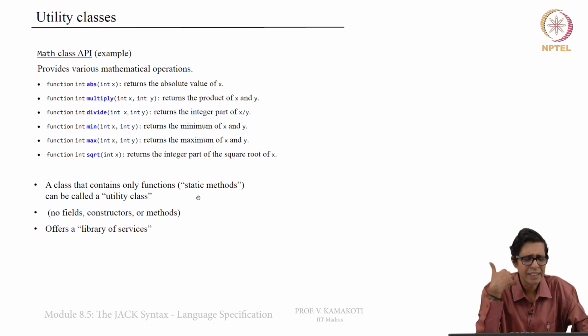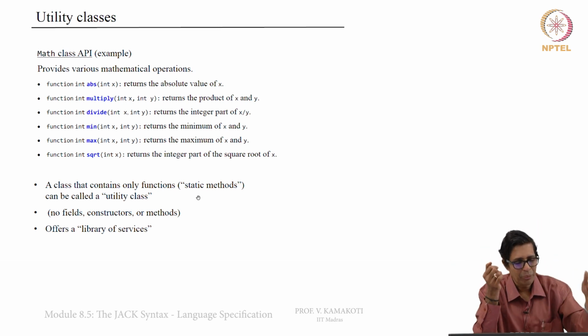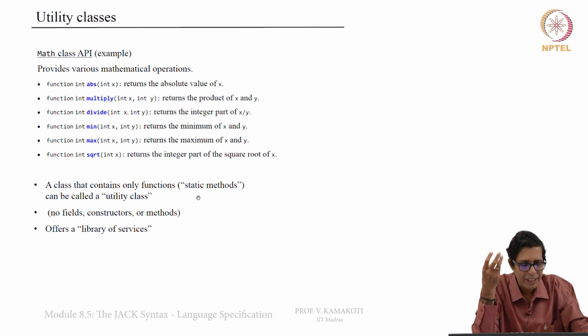These are all the APIs that are already available as a part of the operating system, which is giving you these libraries, like the math.h you are using in your C. Similarly, what will be our math library? I will have ABS, absolute value, multiply, divide, min, max, square root. These are all there already. So this is called a utility class.